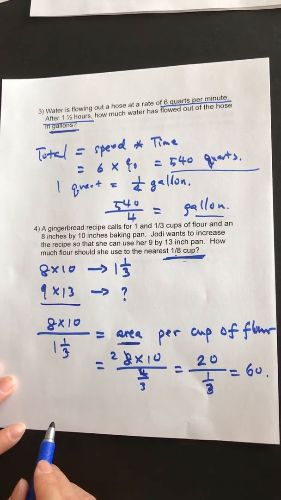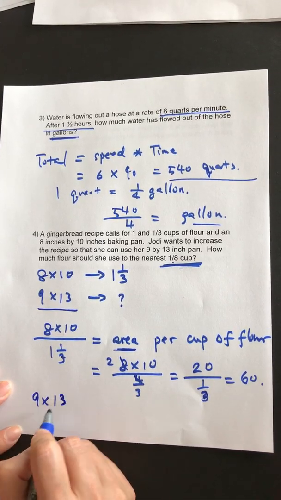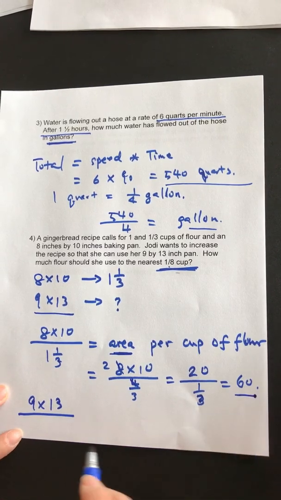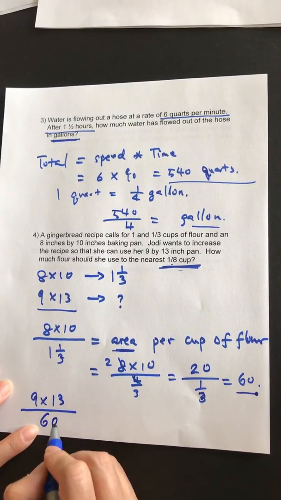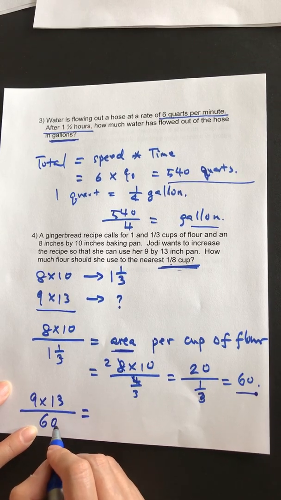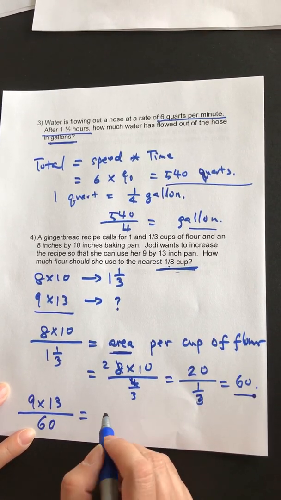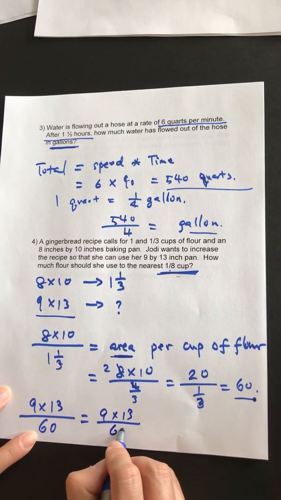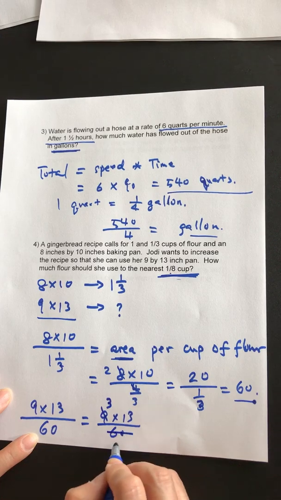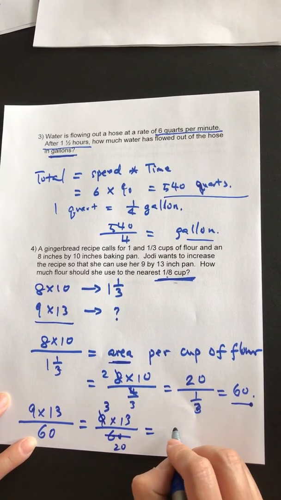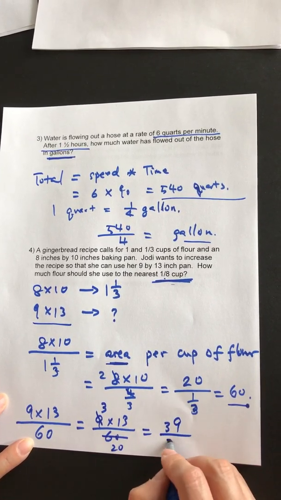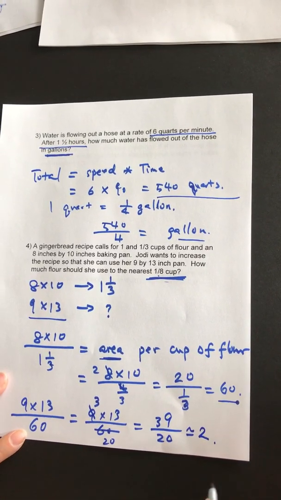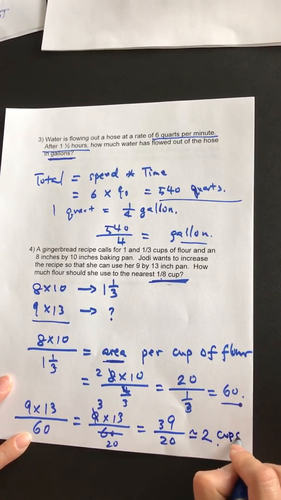Now this area is this much. This is per cup of flour the area would cover. Then we divide by this. In this way we can find out how many cups of flour we need. So 9 multiplied by 13 divided by 60. The numerator would be 39 over 20. This would roughly equal 2. This is 2 cups of flour.